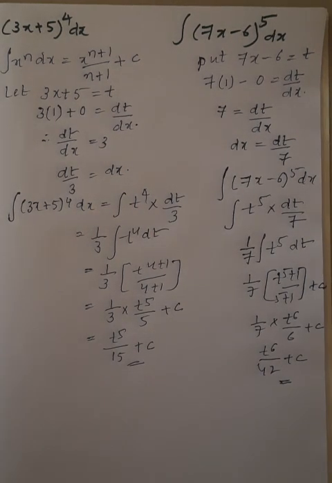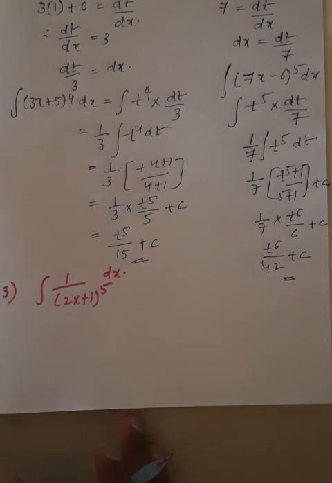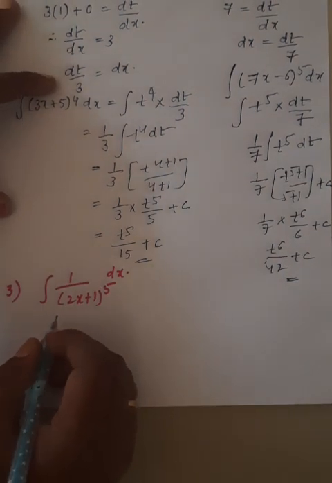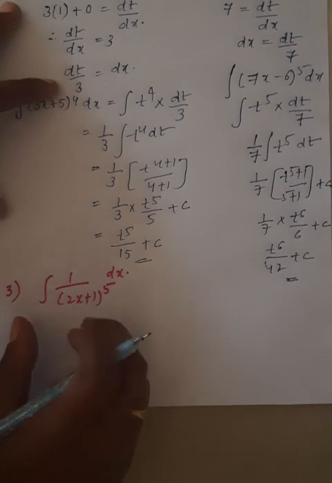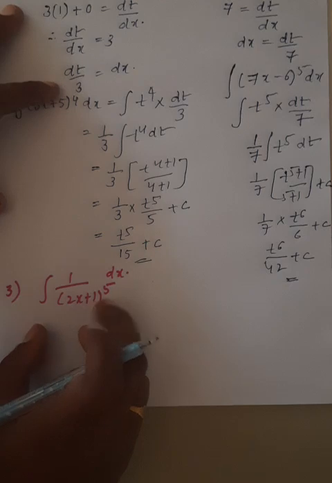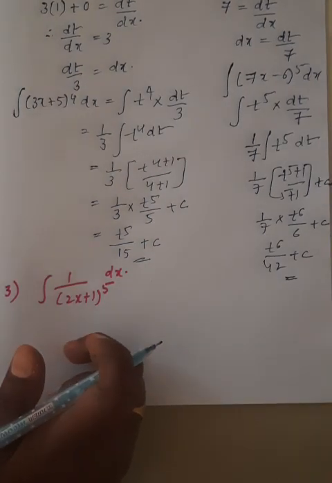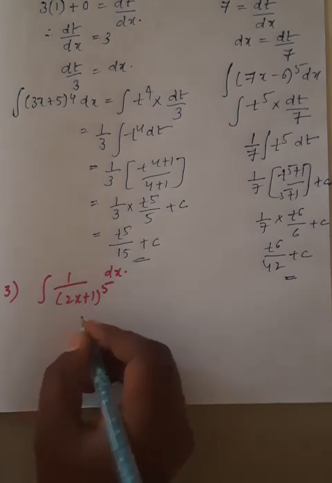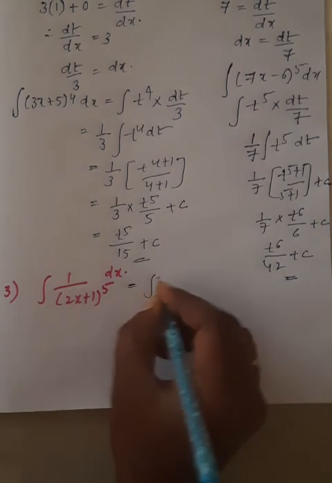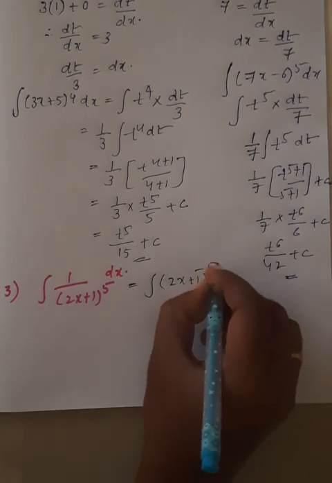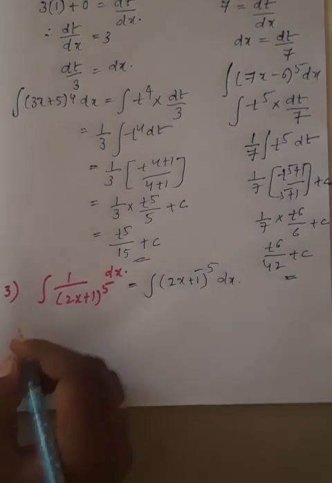Now let us see some more questions. So here we are having 1 by (2x + 1) whole power 5. So the power 5 is in the denominator. First of all, we have to bring that power 5 to the numerator. If we bring any power in the denominator to the numerator, then we should put a minus sign. So it will become integration of (2x + 1)^(-5) dx.